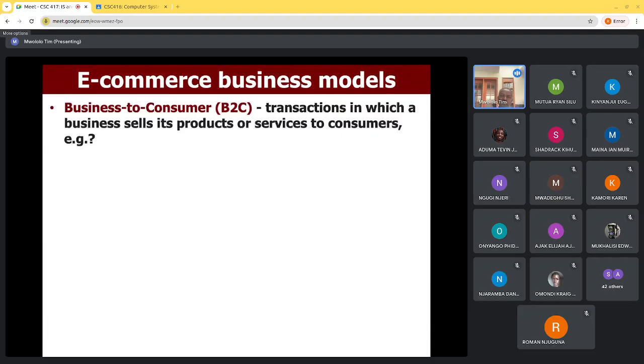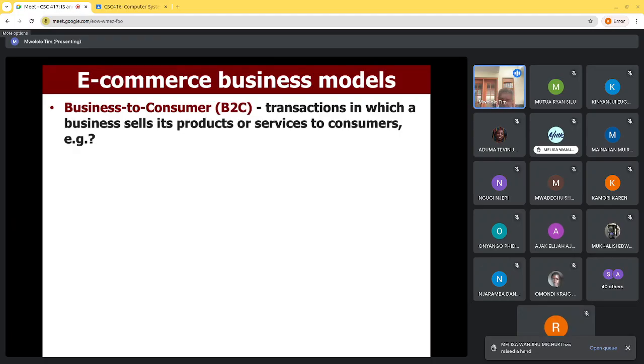We have different models of e-commerce because e-commerce is a big component of this global e-business. We have what we call business to consumer, which involves transactions between a business and the consumer or the customer. So if you are selling products like mobile phones, computers, and so on and so forth, you want to do business to consumer kind of business model.